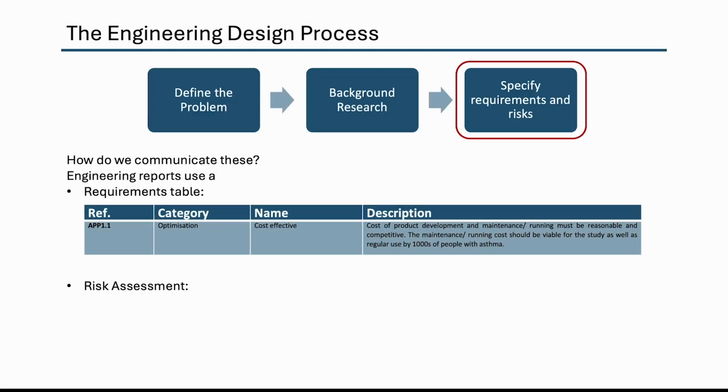So what engineers do is they create an engineering report that goes through the problem, the background research, and then the requirements and risks, and the kind of solutions that you come up with. In that report, you usually have a requirements table. This goes through every single little specific requirement that you need to meet within your solution. I've just put an example here. You usually have a reference, so it's easy to refer to your requirement. You give it a category, which helps define the domain that your requirement's in, the name of it, and a description.